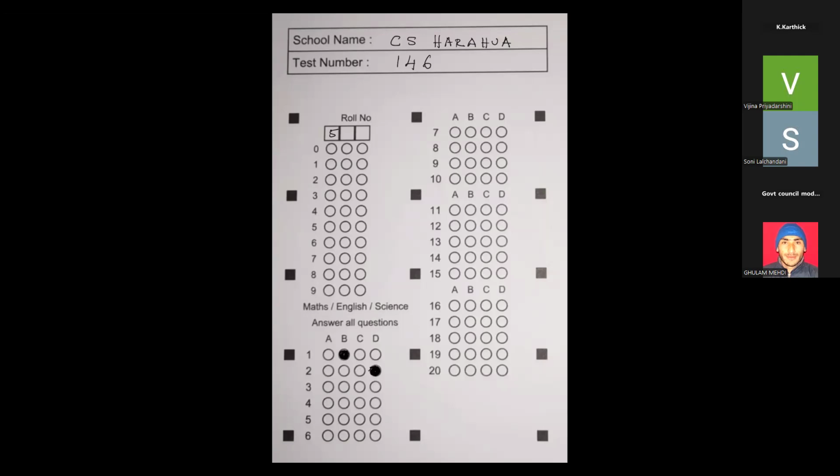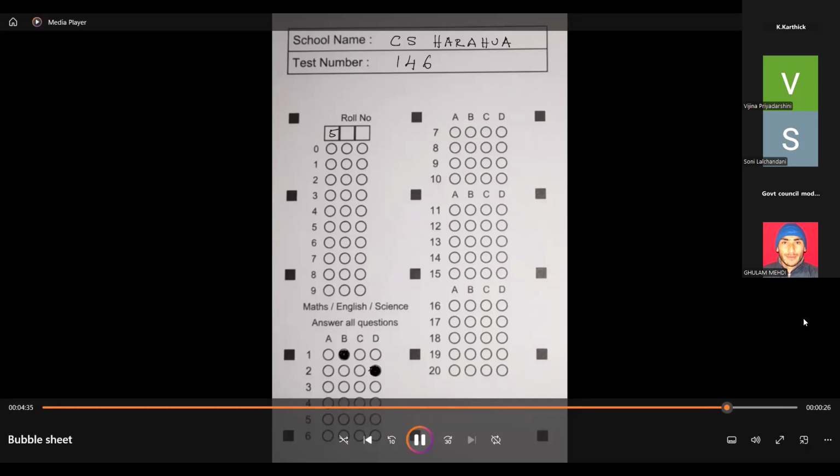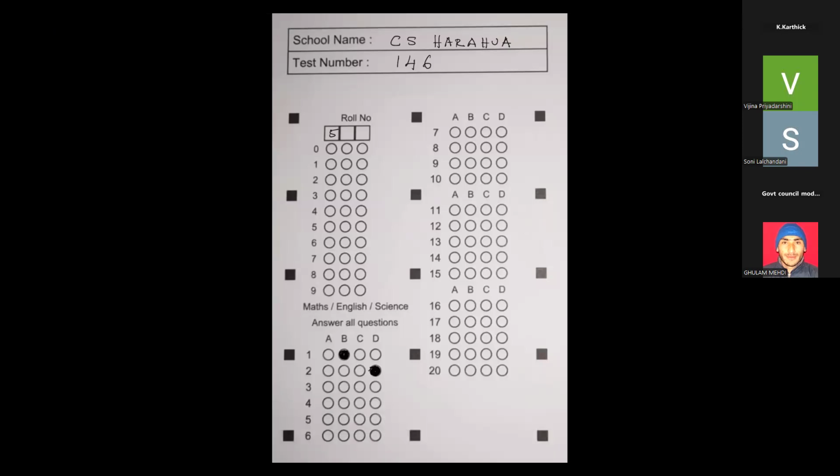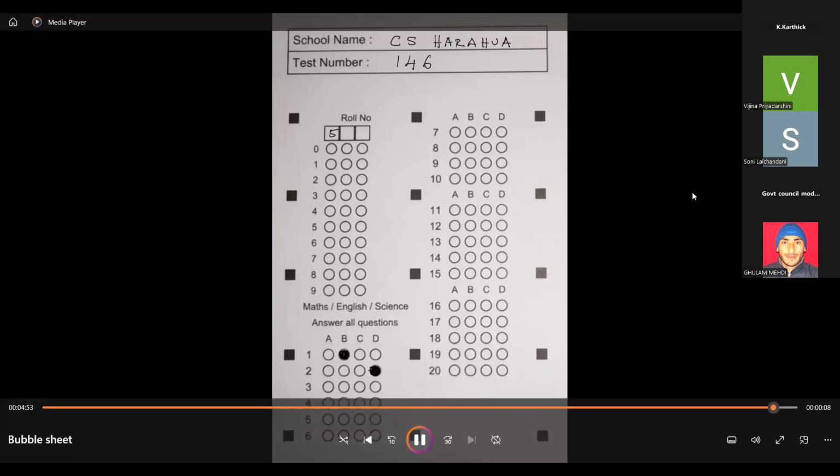All the answer bubbles you should correctly shade. Do not smudge. Do not crumple this paper. This is very, very important. The paper should be clean. Do not write anything. Do not put any line anywhere. This is important. If any of these sheets have any lines or unwanted shading or unwanted names, etc., that answer paper will be rejected.